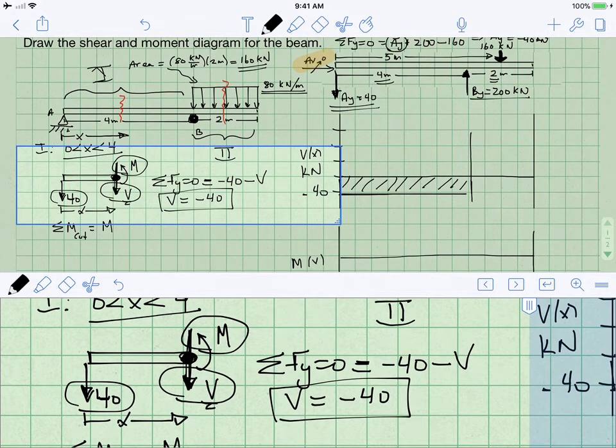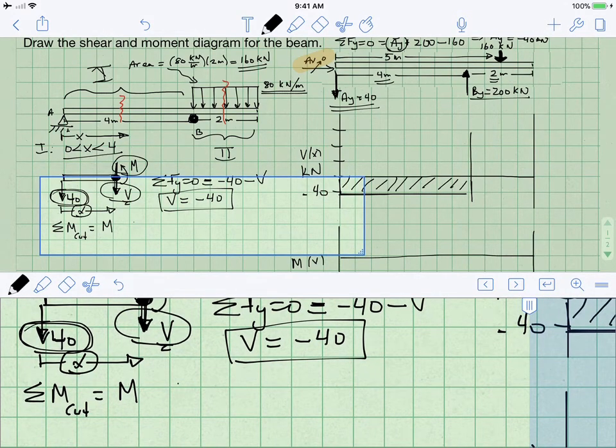So what else is happening? Well, shear is going through that point, so it's not going to do anything, but this 40 is going to do something. It's going to cause a positive moment of 40 times the distance between it and the end of the beam, which is x. So I will have M plus 40x is equal to 0. So therefore, M is equal to minus 40x.